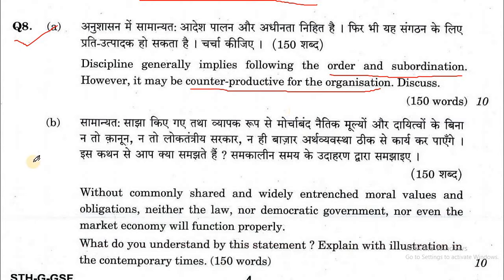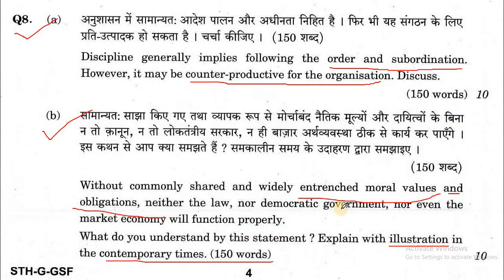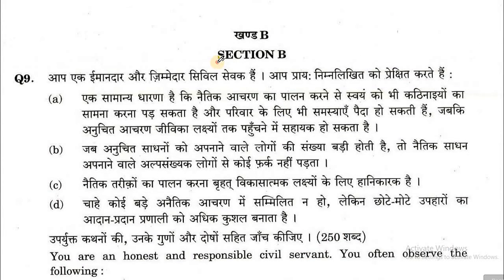Now, we will look at 8B. Without commonly shared and widely entrenched moral values and obligations, neither the law, nor democratic government, nor even the market economy will function properly. What do you understand by this statement? Explain with illustrations in contemporary times. 150 words and 10 marks. Now, we will read Section B, question number 9.